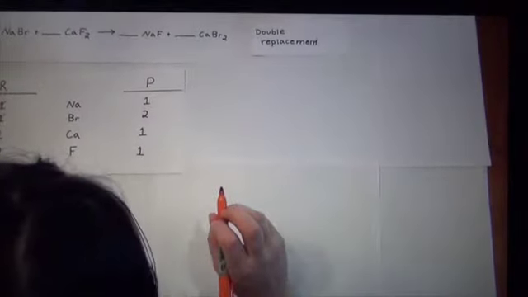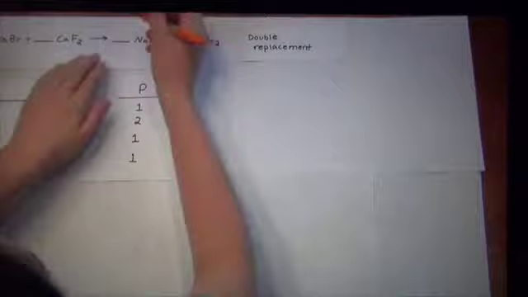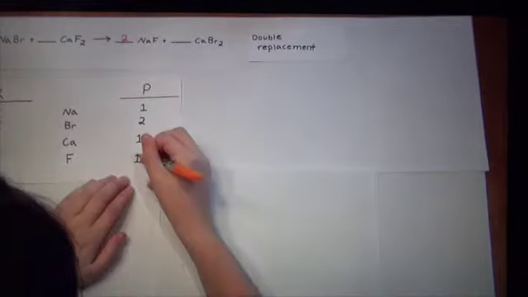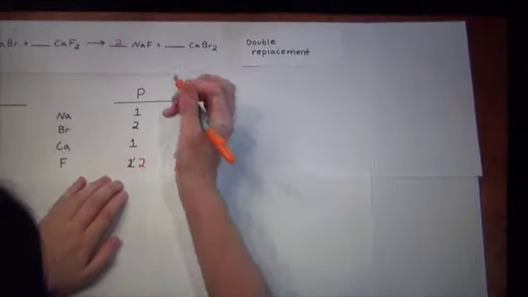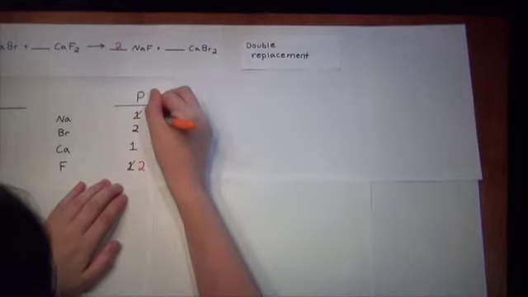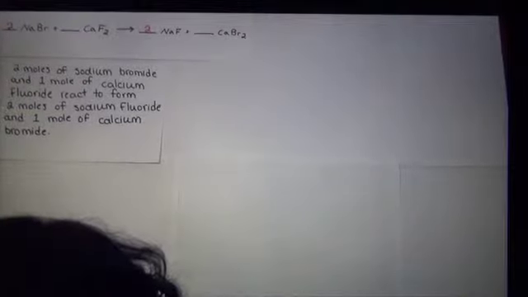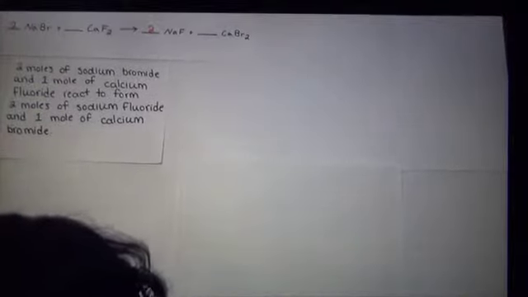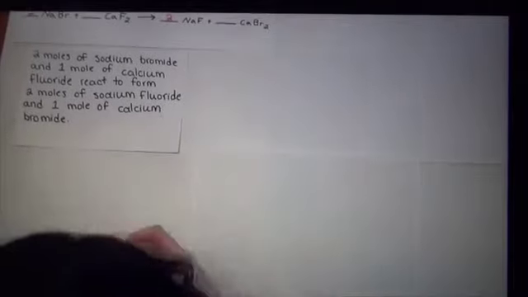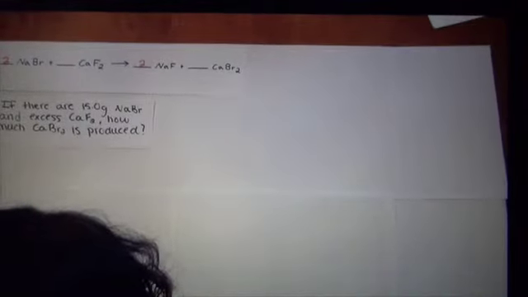And now we see that fluorine is not balanced. So we're going to go over here and put a 2 right there. That makes 2 fluorine and 2 sodium, and it's balanced. The balanced equation is 2 moles of sodium bromide and 1 mole of calcium fluoride react to form 2 moles of sodium fluoride and 1 mole of calcium bromide. So now that we know that, here's our question. If there are 15 grams of sodium bromide and excess calcium fluoride, how much calcium bromide is produced?